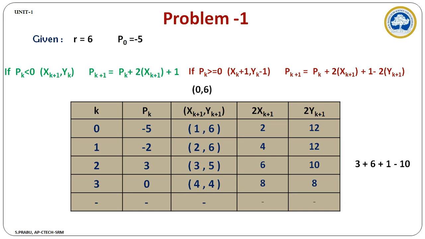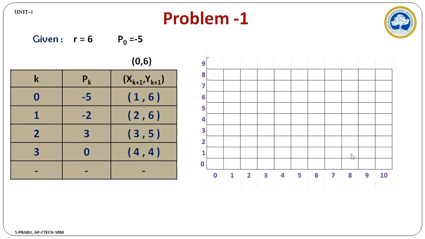So I stop the calculation and go to the last part. The last part is to draw the calculated pixels. So create a rough graph that starts from 0 to the maximum radius value on both the x and y coordinates. First draw the starting point value. The starting point value is 0, 6. The next calculated pixel is 1, 6, so I draw the dot at 1, 6. Then 2, 6. Then 3, 5. Then 4, 4. So this is the final graph.